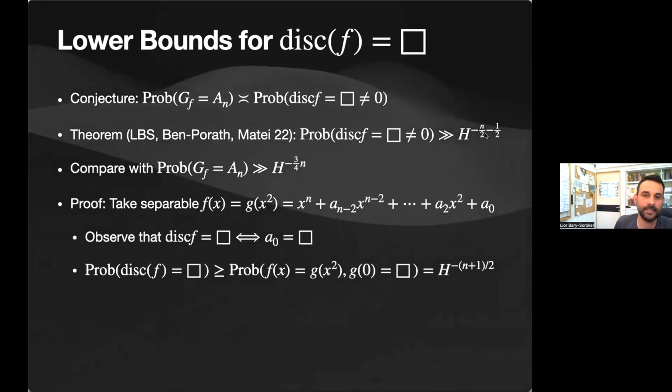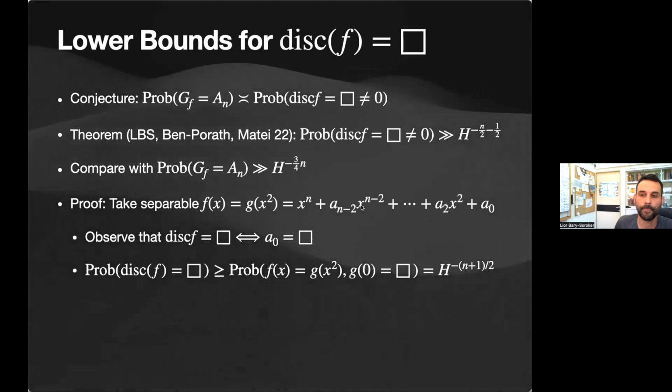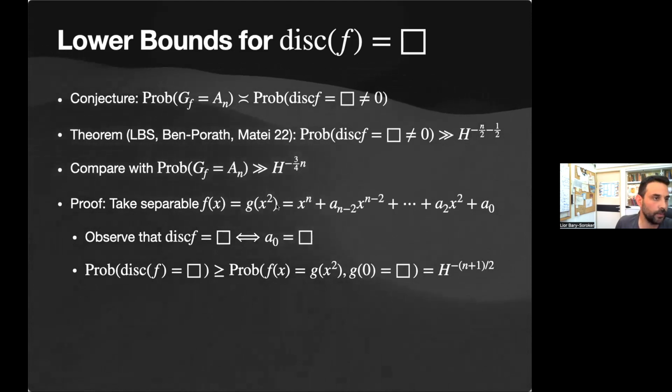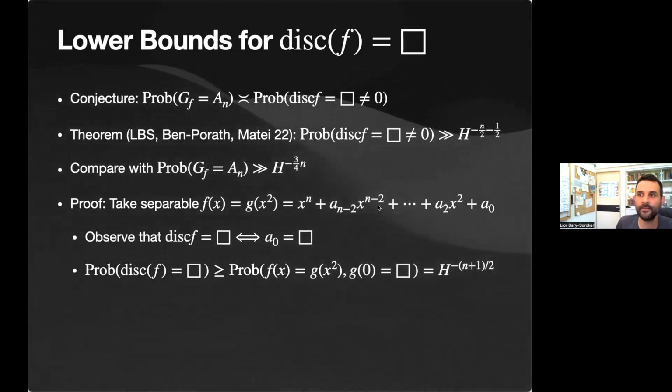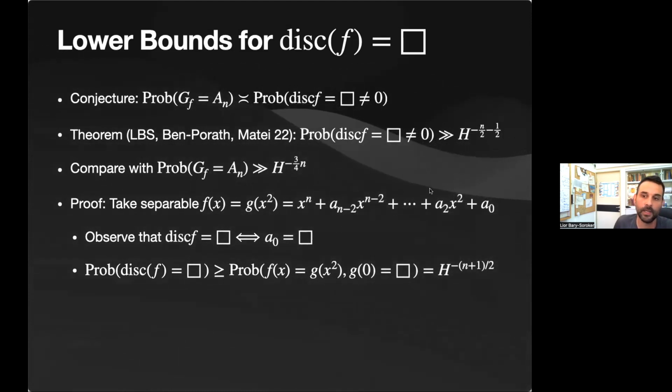So this is, again, a very simple argument. We take a polynomial where all the odd coefficients are 0. This only works for even degree. I forgot to write it in the theorem. So I take a polynomial such that all the odd coefficients are 0, so it's a compositum with x squared. I will not give you the details, but you can show that in this case, the discriminant is a square if and only if the free coefficient is a square. So I can choose all the coefficients as I like, and only the last coefficient should be a square. So the probability that the discriminant is a square is at least the probability that the free coefficient is a square. So it's h to the minus (n plus 1) over 2.